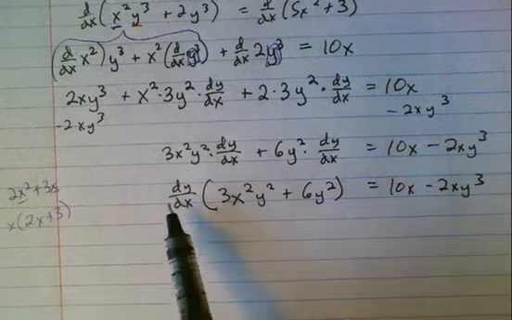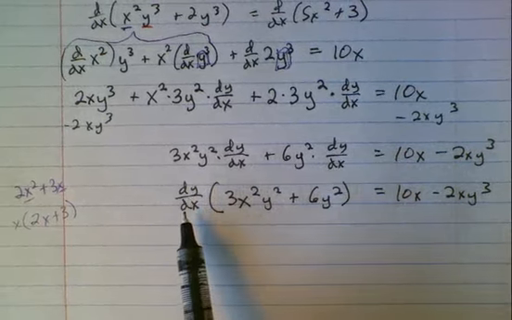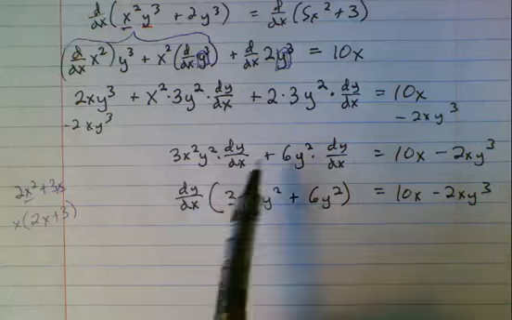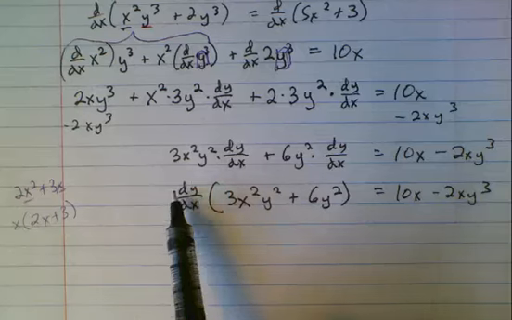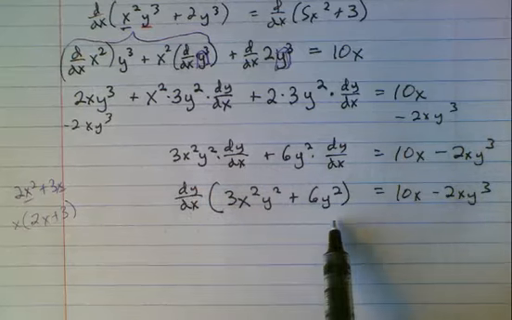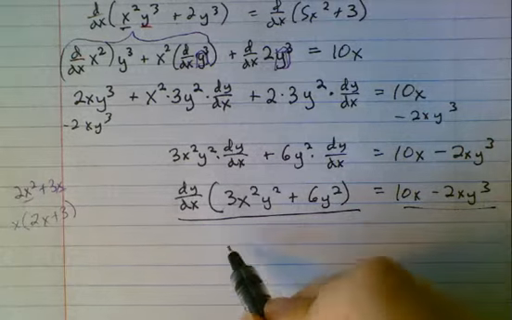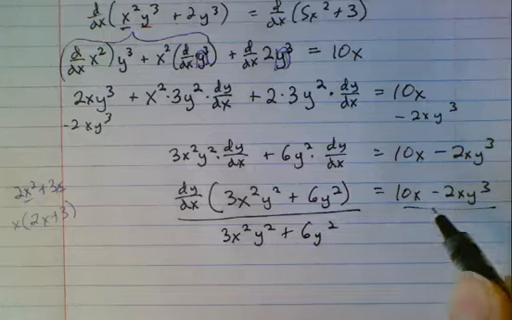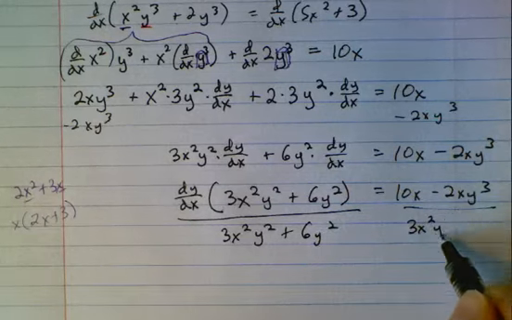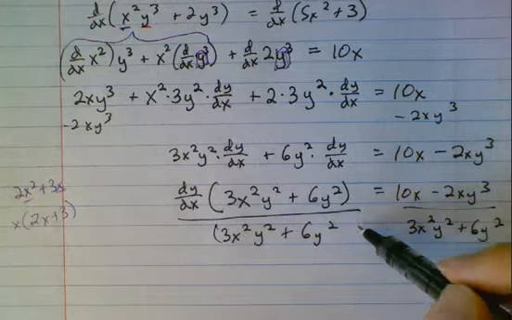Now I'm down to having just one dy dx. Generally, if you have 2, this is how you get them down to 1, you just factor that out. And now I can get all of this by itself, because this is multiplied times this, by undoing this multiplication. I'm just going to divide both sides by the 3x squared y squared plus 6y squared. That cancels these out.